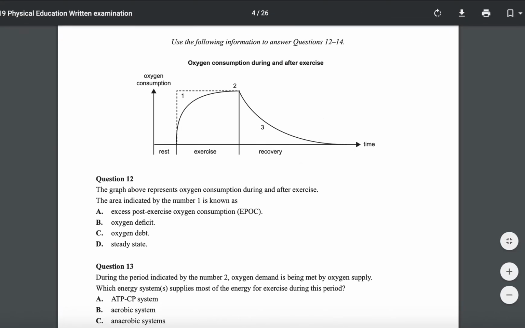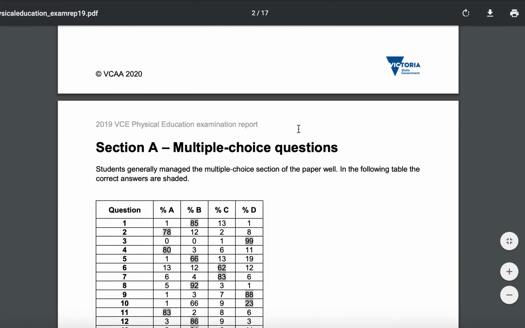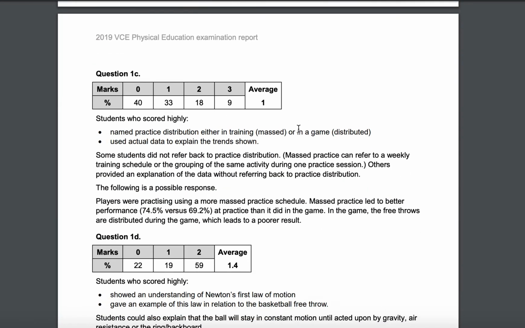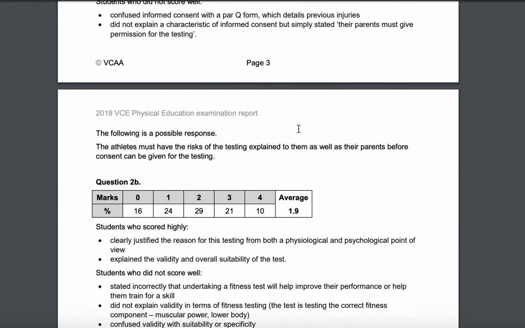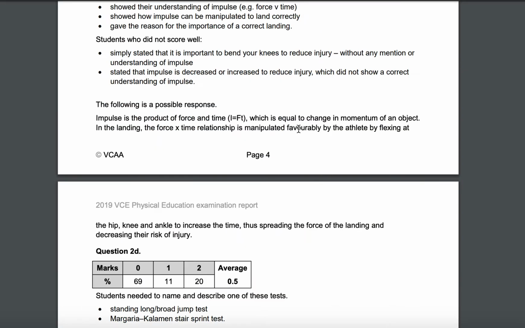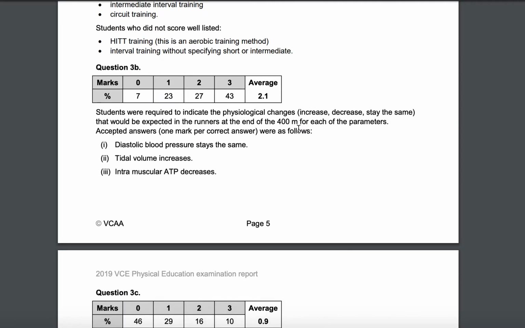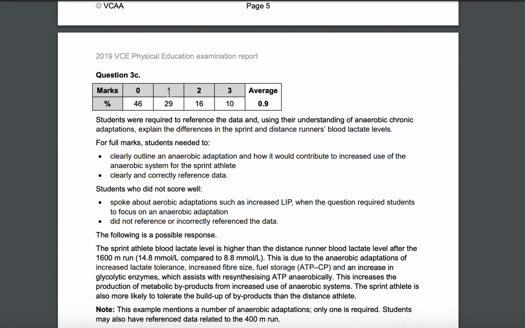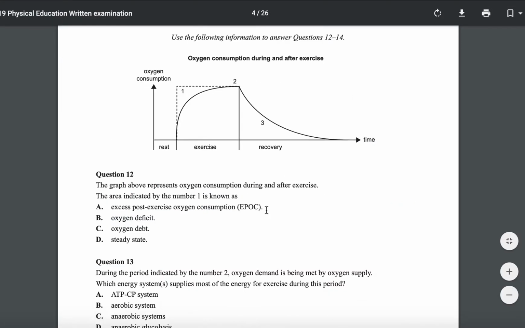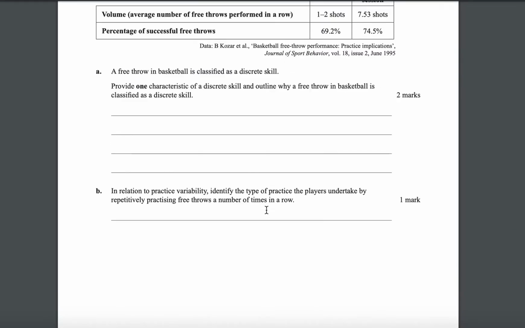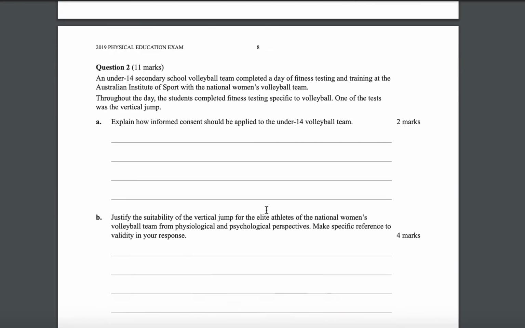I would, however, draw your attention to something really interesting here before I let you head off and try and find some explicit or implied examples yourself. This is back to the examiner's report, and it caught my eye that question 3C was poorly answered by the majority of the state. 46% of students getting 0 out of 3 and only an average of 0.9. So I headed down to this question, question 3C.